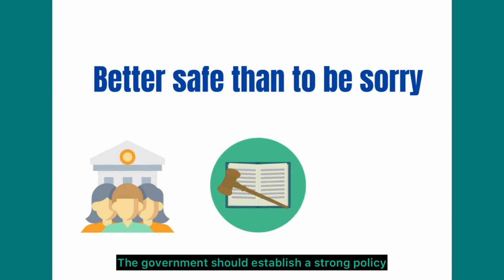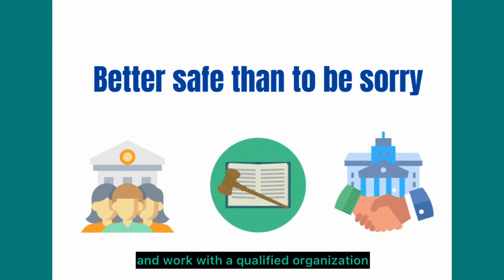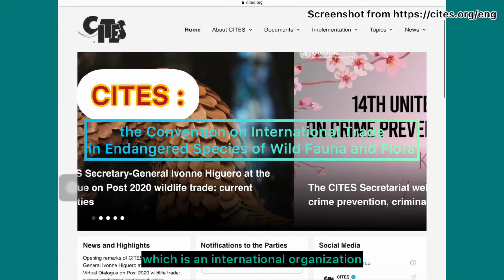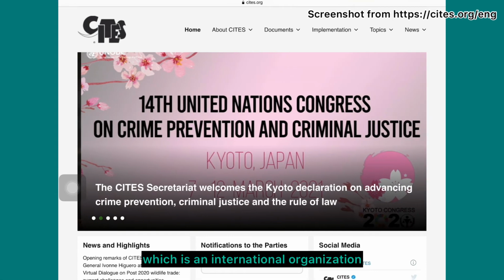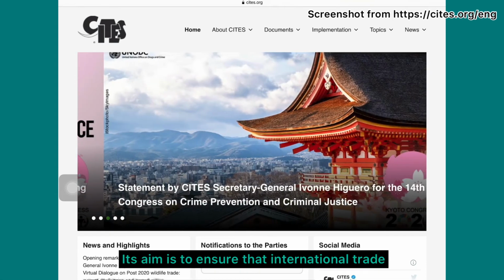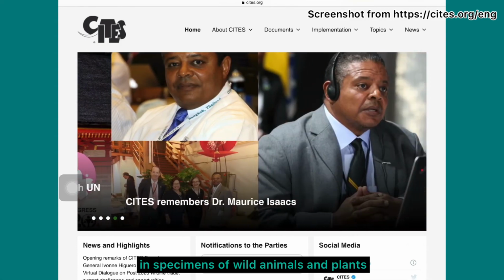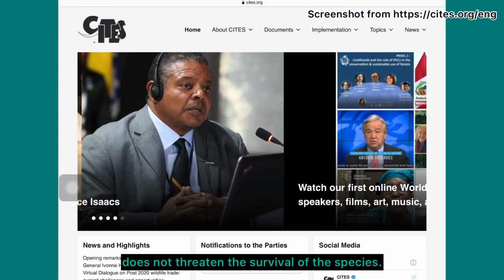The government should establish a strong policy to work with a qualified organization to take action on this issue. A good example is CITES, which is an international organization. Its aim is to ensure that international trade in specimens of wild animals and plants does not threaten the survival of species.